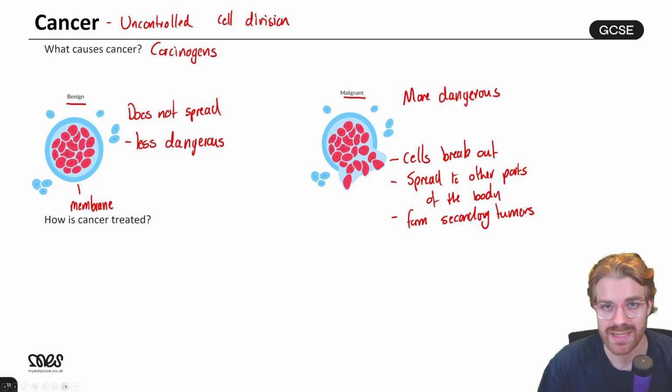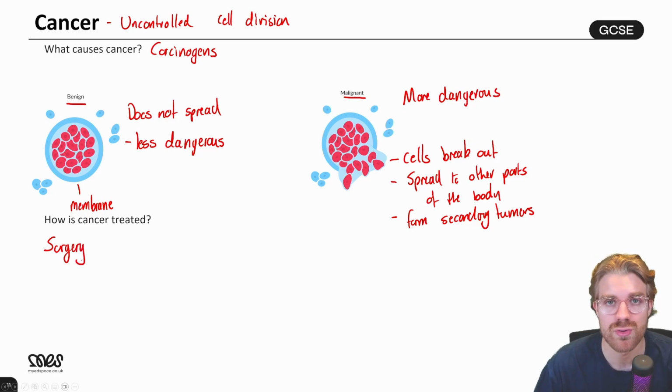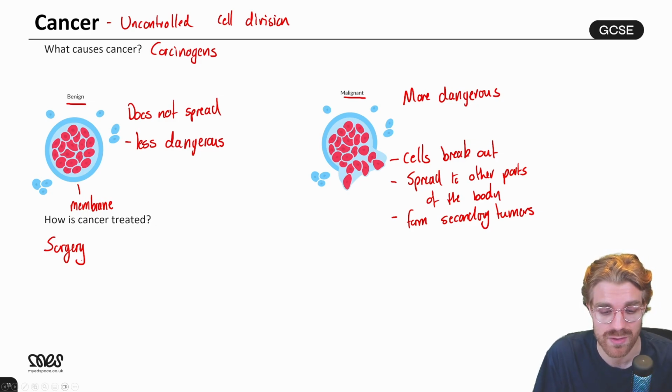So how do we treat cancer? Well, there's three main ways we can treat cancer. The first is surgery, using an operation to remove the tumour. Now, this is really only possible with benign tumours because they are within one place. A malignant tumour that has spread around the body, we can't use surgery to go and remove the tumours because there's simply too many of them.